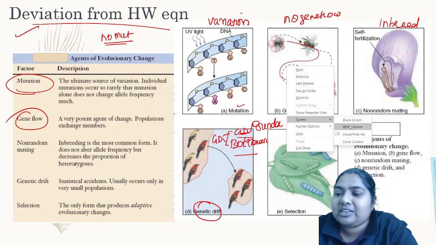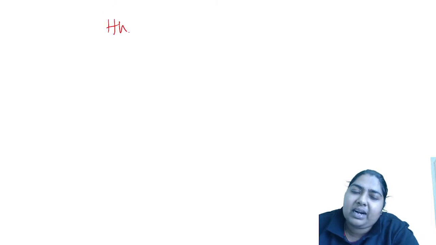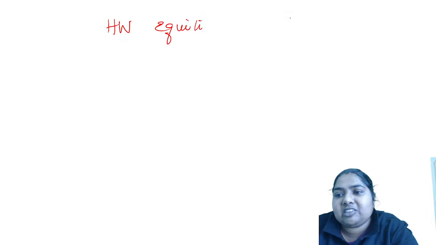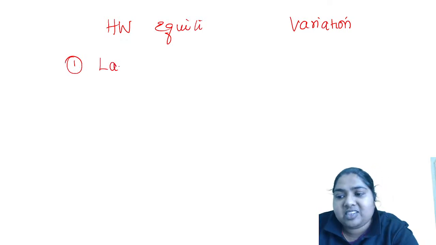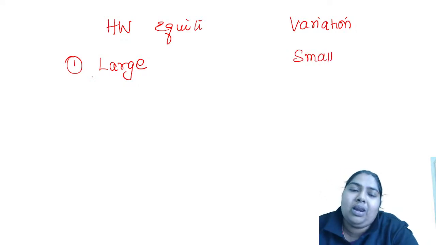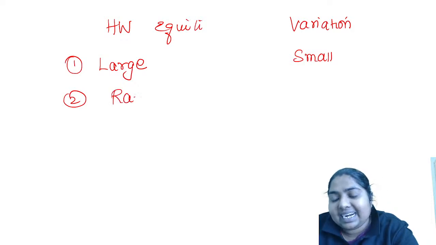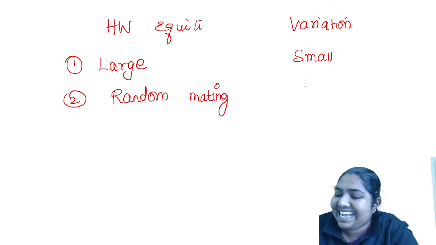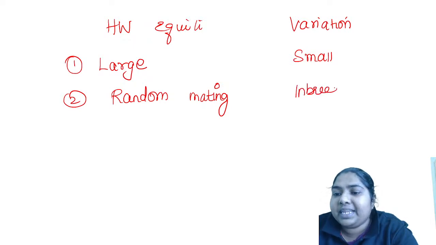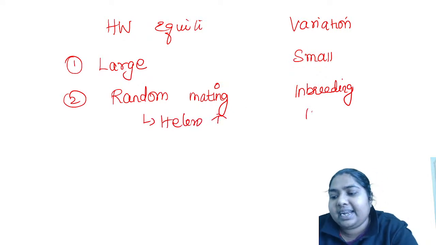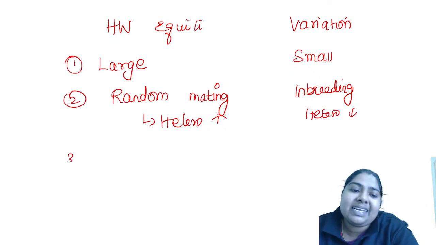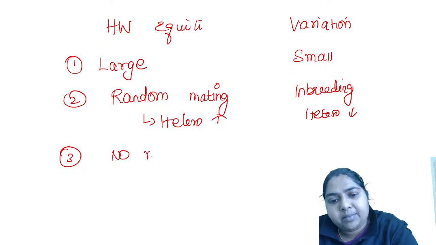Shall I list down the characters for Hardy-Weinberg equilibrium and the characters for variation? For Hardy-Weinberg equilibrium, the population size should be large. For variation, the population size must be pretty small. Here there should be random mating. This is very important. As far as variation is considered, there will be inbreeding. Random mating means your heterozygotes will be more. Here the heterozygotes will be less. That is the major point in it. And number 3, here there won't be any mutation.